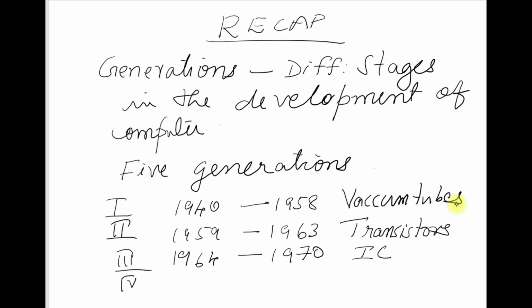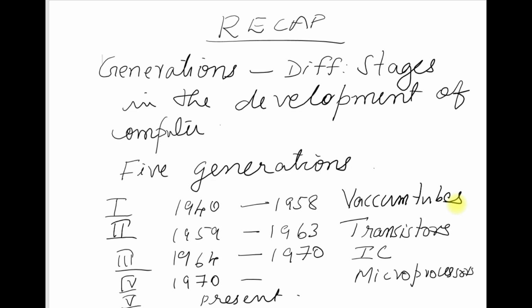Fourth generation computers consist of the period 1970 to present generation, and microprocessors were used in them. Fifth generation computers, present computer and future computer, ULSIs with artificial intelligence used in fifth generation computers. So we have learned up to third generation computers today.